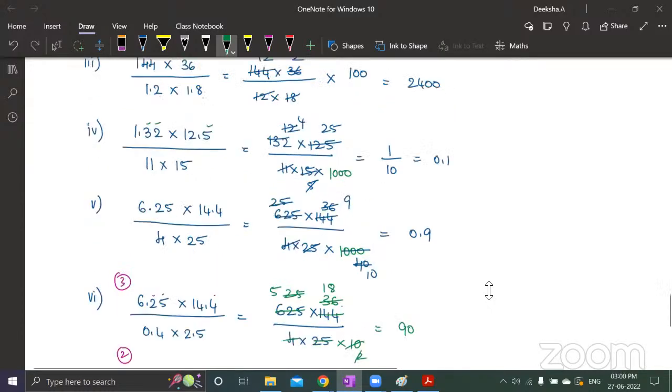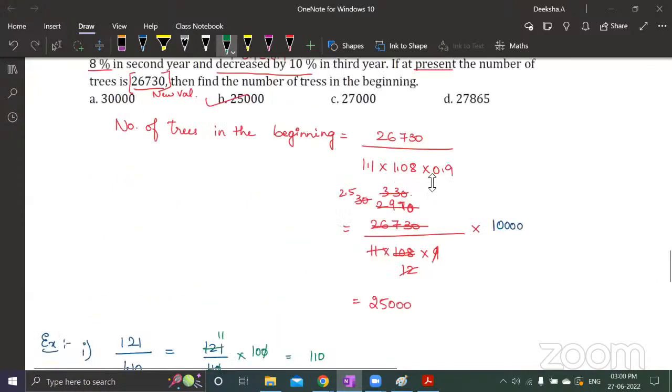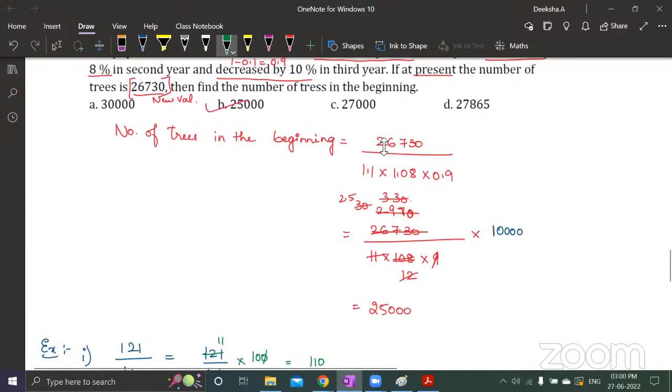Same thing is done here. I have written this number without decimal point. 26,730 divided by 11 into 108 into 9. Then decimal numbers are there only in the denominator. So I'm writing the balancing factor in the numerator. How many digits are there here after the decimal point? 1, 2, 3, 4. So I have written 4 zeros.